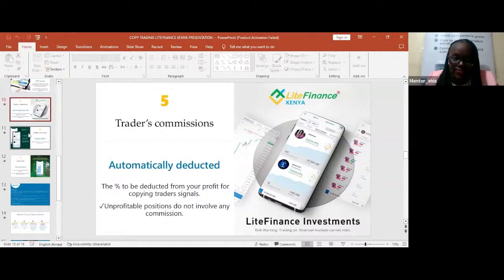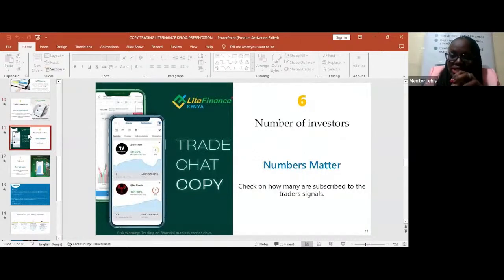Number 6 is the number of investors. And in this, I would say numbers matter.